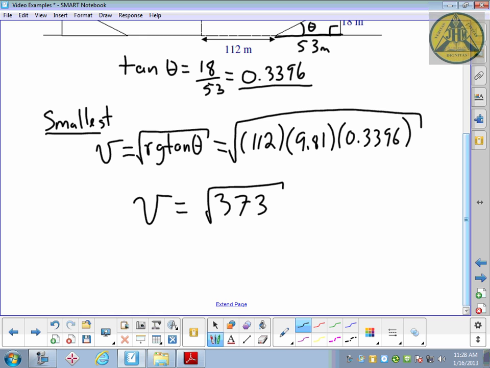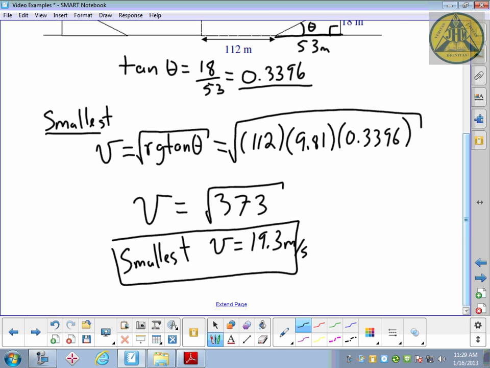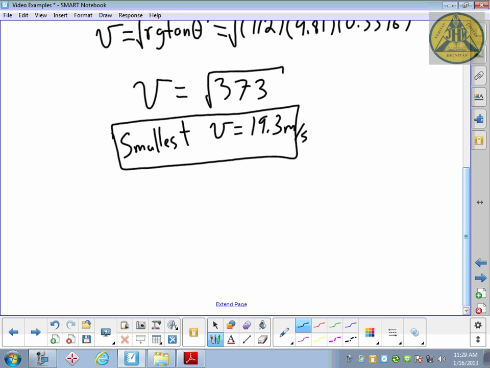Square root that. So the smallest speed to safely negotiate that embankment without relying on friction is v equal to 19.3. So if you're down at the bottom there, you got the smaller radius, you're going to have to slow down to about 19.3 meters per second, or else you're just going to start flying off, or depending on friction, you might be all right.